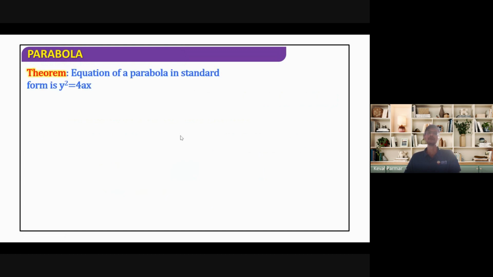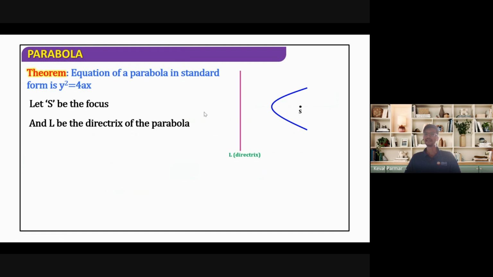We know this, right? Now, the main thing we need to do is find the equation of parabola in its standard form. So let's try to draw the parabola. This is the parabola we've been using till now, which is the shape C. S be the focus, L be the directrix. I hope you can imagine, or should I draw this here? Just a second.